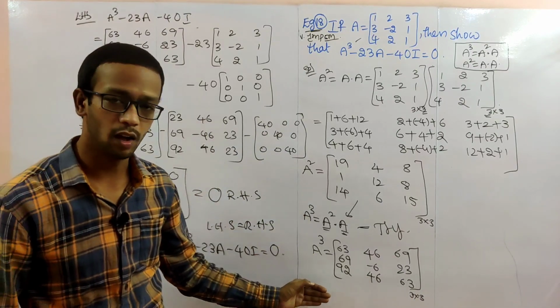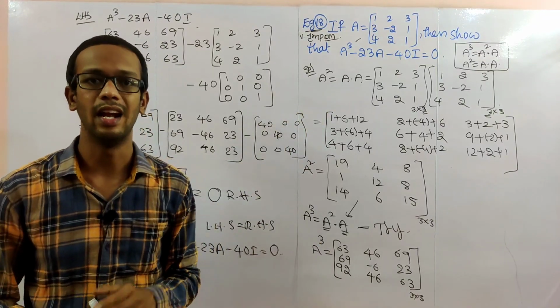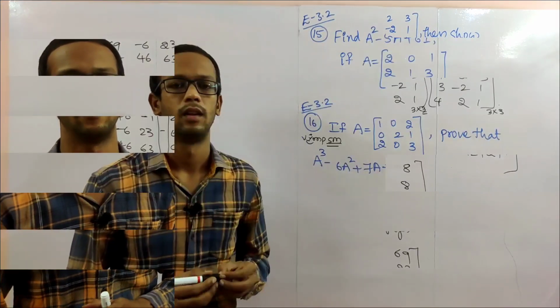So this is the way of finding the A cube. For A cube, compulsorily follow this rule: A square into A. A square means A into A. Directly cubing or squaring, if you are doing that, you won't get the correct answer.